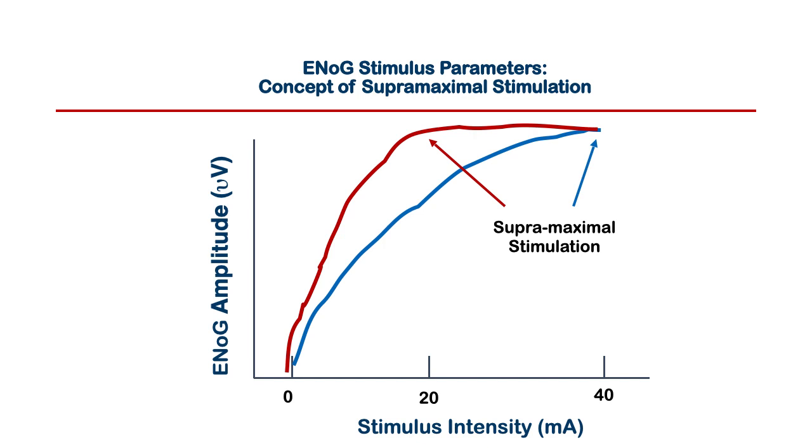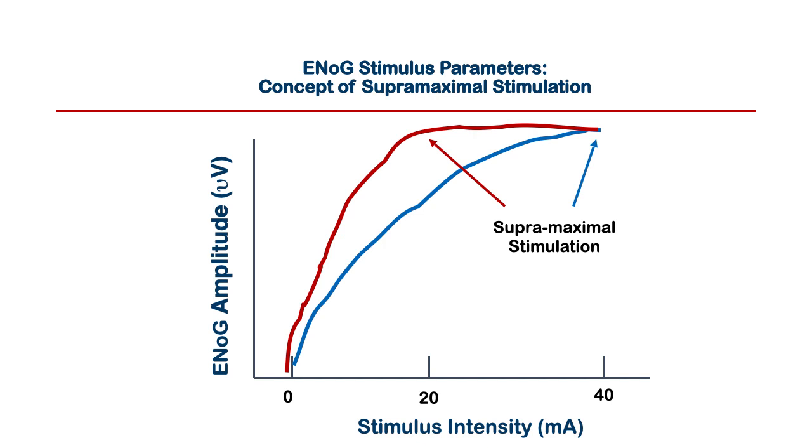But the other one, the more gentle curve, you can see if I'd stopped at 10, I would have been underestimating the function of the nerve. And I went up to 20, it still wasn't up to maximum. Had to get right up to 40 before I finally reached maximum. And there are some cases where you get to 40 and it's still not maximum, but that's as high as you can go. It's too dangerous to go to higher levels. So this is an important concept, supramaximal stimulation.